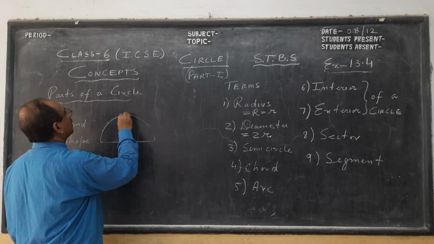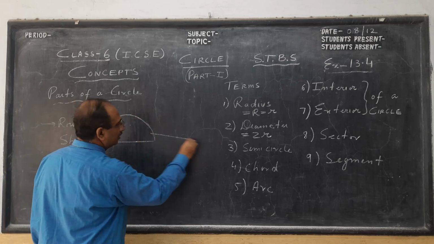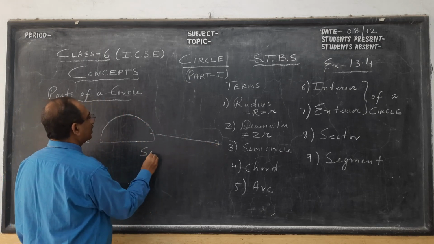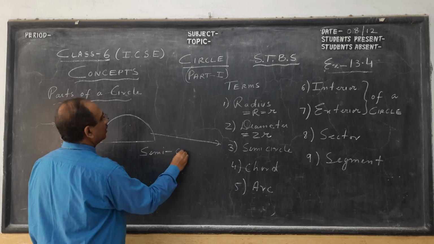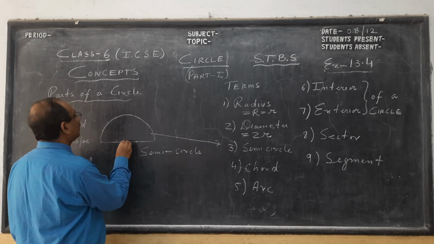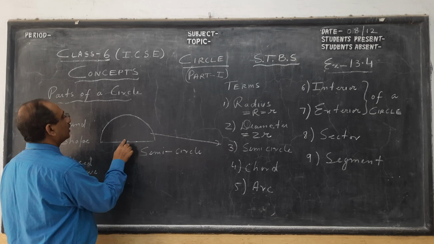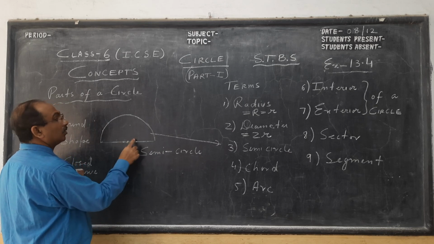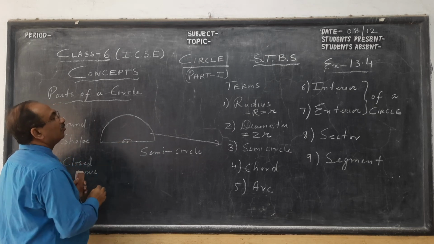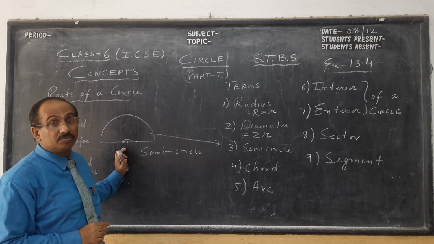If you see, what we have here is called a semi. Semi means half, children. Semicircle. Okay, the center will be there. Total angle around a point is 360, so this will have 180 degrees. So a semicircle is half of the circle.